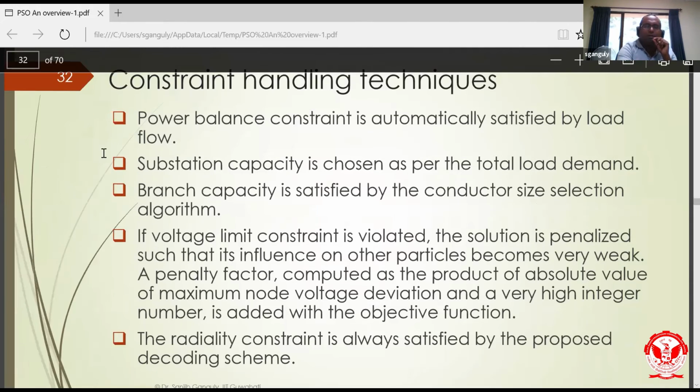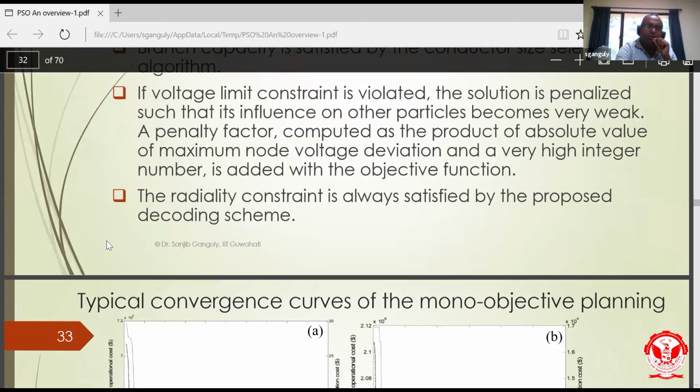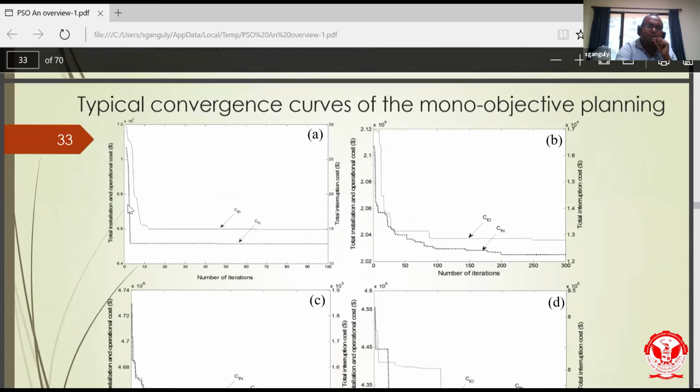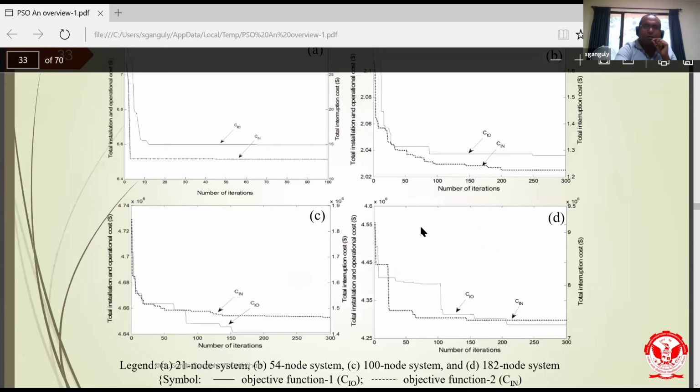So one of the constraints is power balance, which we handle using the load flow approach. Then capacity constraints are there, a voltage limit constraint is there, and a radiality constraint is there, which are satisfied by different techniques. This is the plot of the mean fitness value against the number of iterations, and you can find how the solution converges over iterations. A, B, C, D are the 21 node, 54 node, 100 node, and 182 node systems respectively.